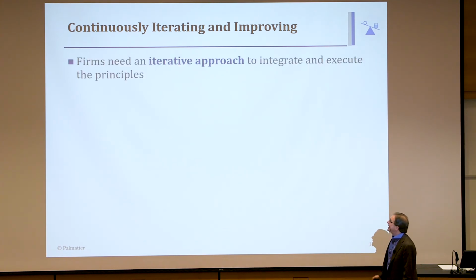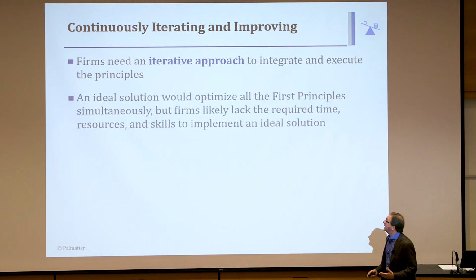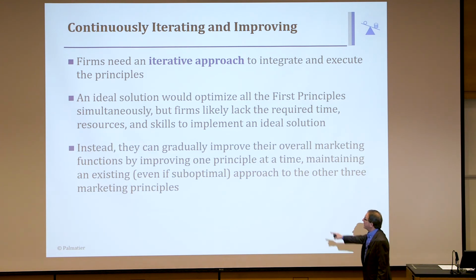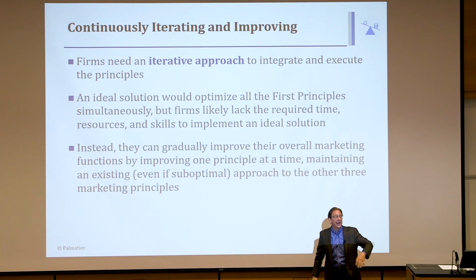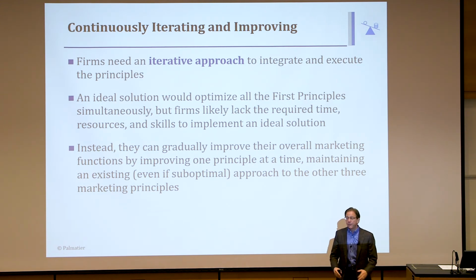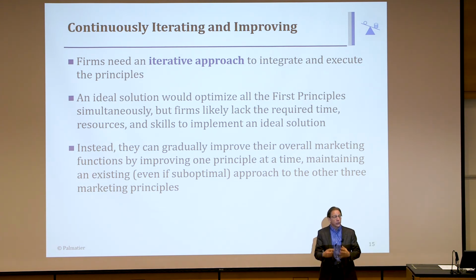The idea is this is way too complex to solve all of this in one big equation, if you will, or at one time. So what you need to do is iterate. An ideal solution would be doing it all at one point. So far, we haven't been able to do that. What we say is you should gradually improve your overall marketing functions by improving one principle at a time. You go out and do market principle 1, you do it really well. Then you probably don't address that again for another couple of years. And you focus on market principle 2, and you do that well.